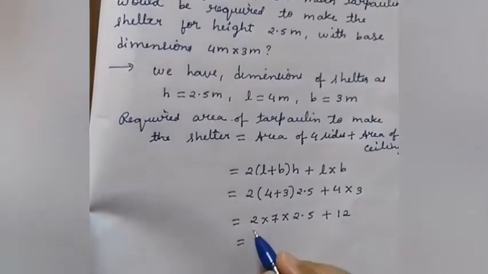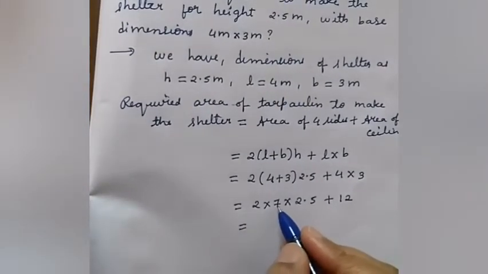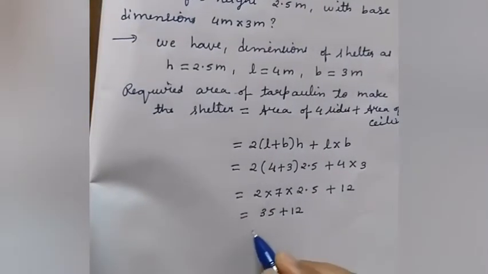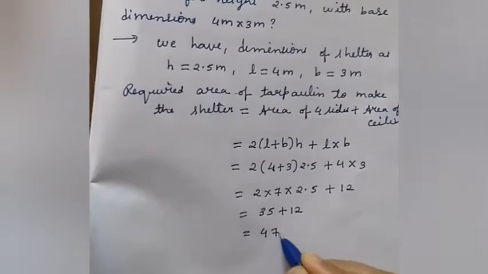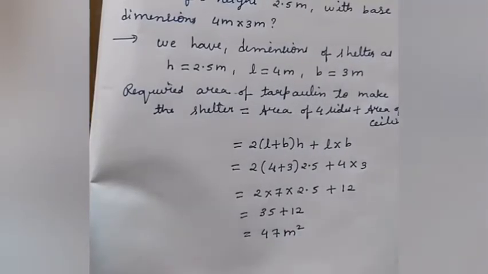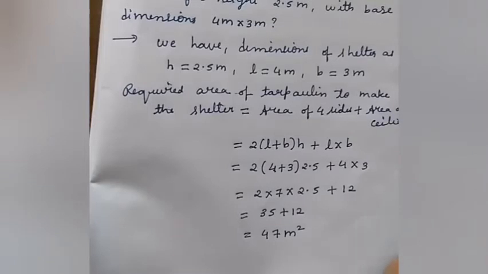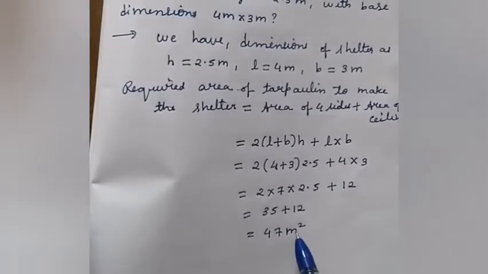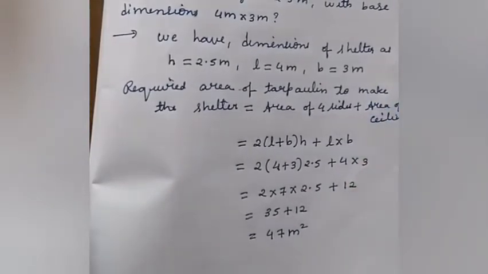Now if we multiply 2 into 7 into 2.5, which is equal to 35, plus 12. Now 35 plus 12 is equal to 47 meter square. Since the dimensions were given in meters, we write the area in meter square. So this 47 meter square is the area of the tarpaulin required to make the shelter. That is the answer.